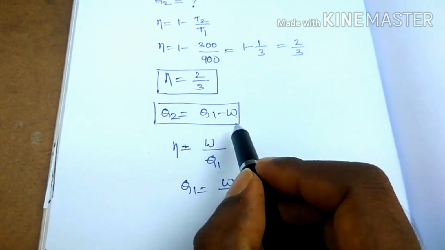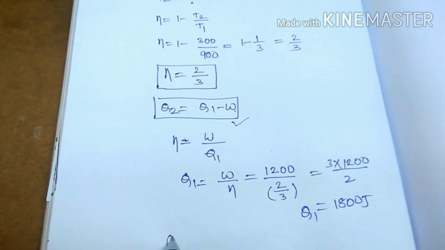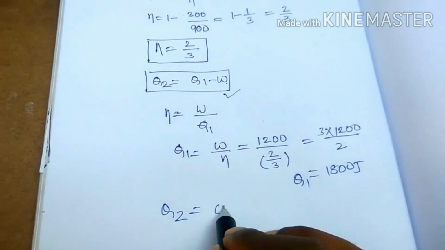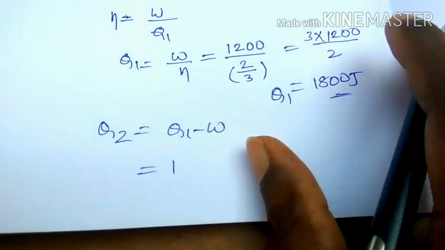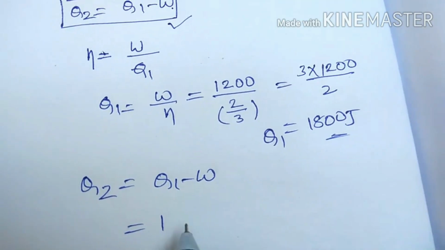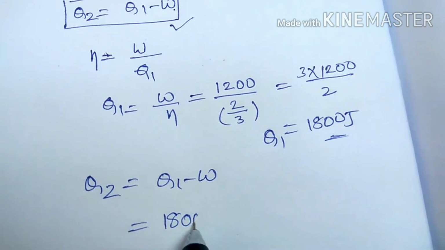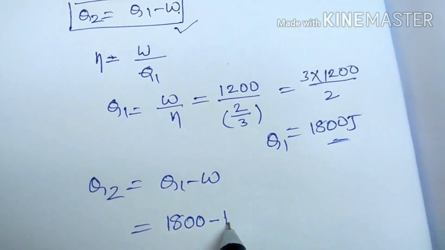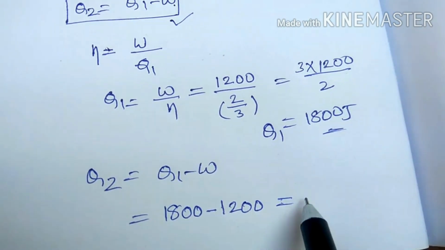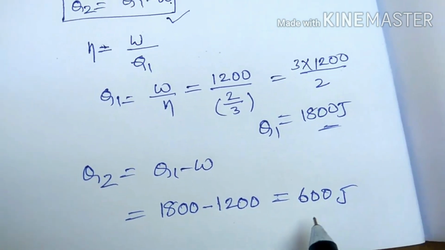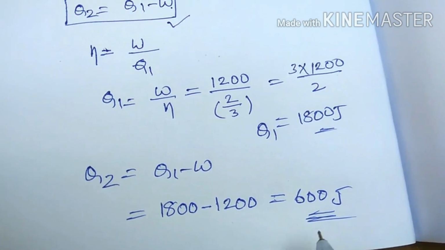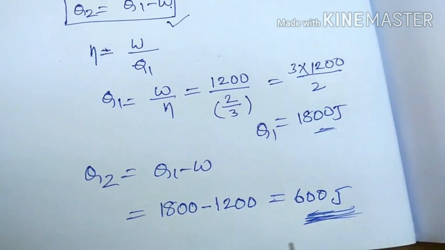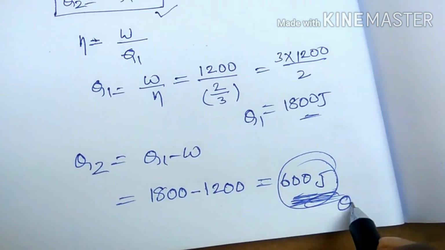From the equation, Q2 is equal to Q1 minus W. Q1 is equal to 1800 joules minus W, which is 1200 joules, so it is 600 joules. So the heat energy delivered by the engine to the low temperature reservoir is 600 joules. This is the answer.